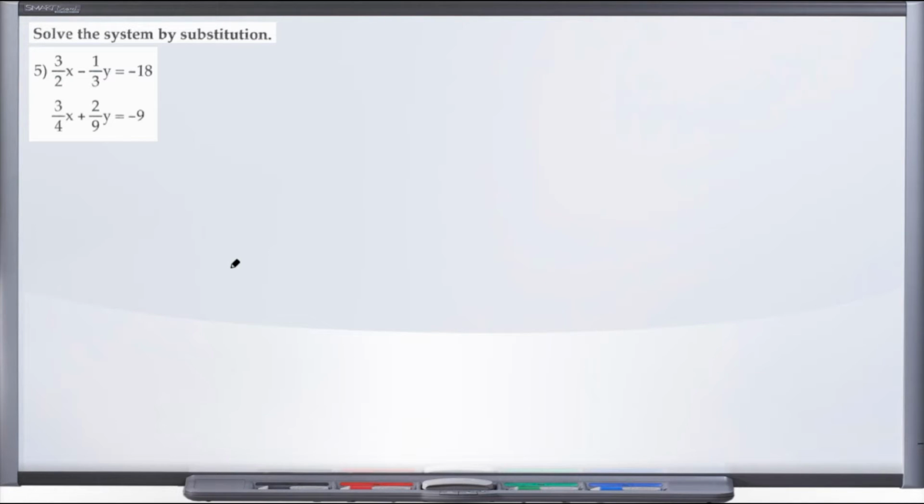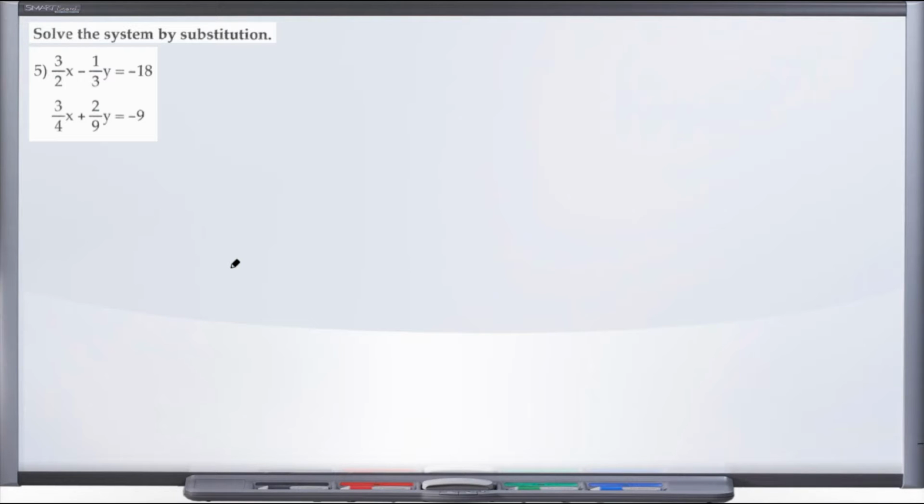All right, here we are at number 5, the dreaded fractions problem. So let's go ahead and jump right in and not let these fractions scare us. We're still solving this system by substitution. And so that first question we want to ask ourselves when solving by substitution is, is one of these equations already solved for x or y? Or is one of these equations easily solvable for x or y?